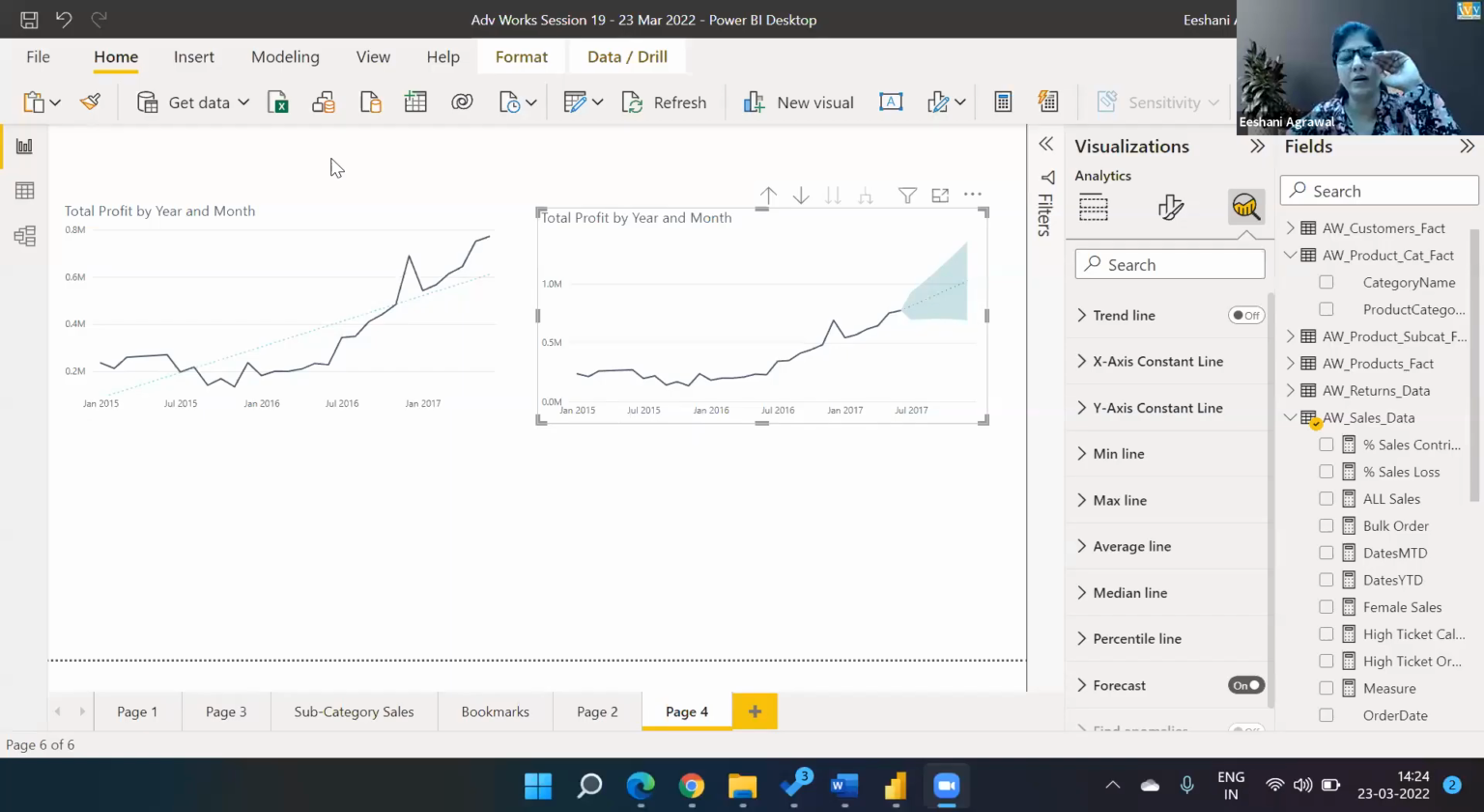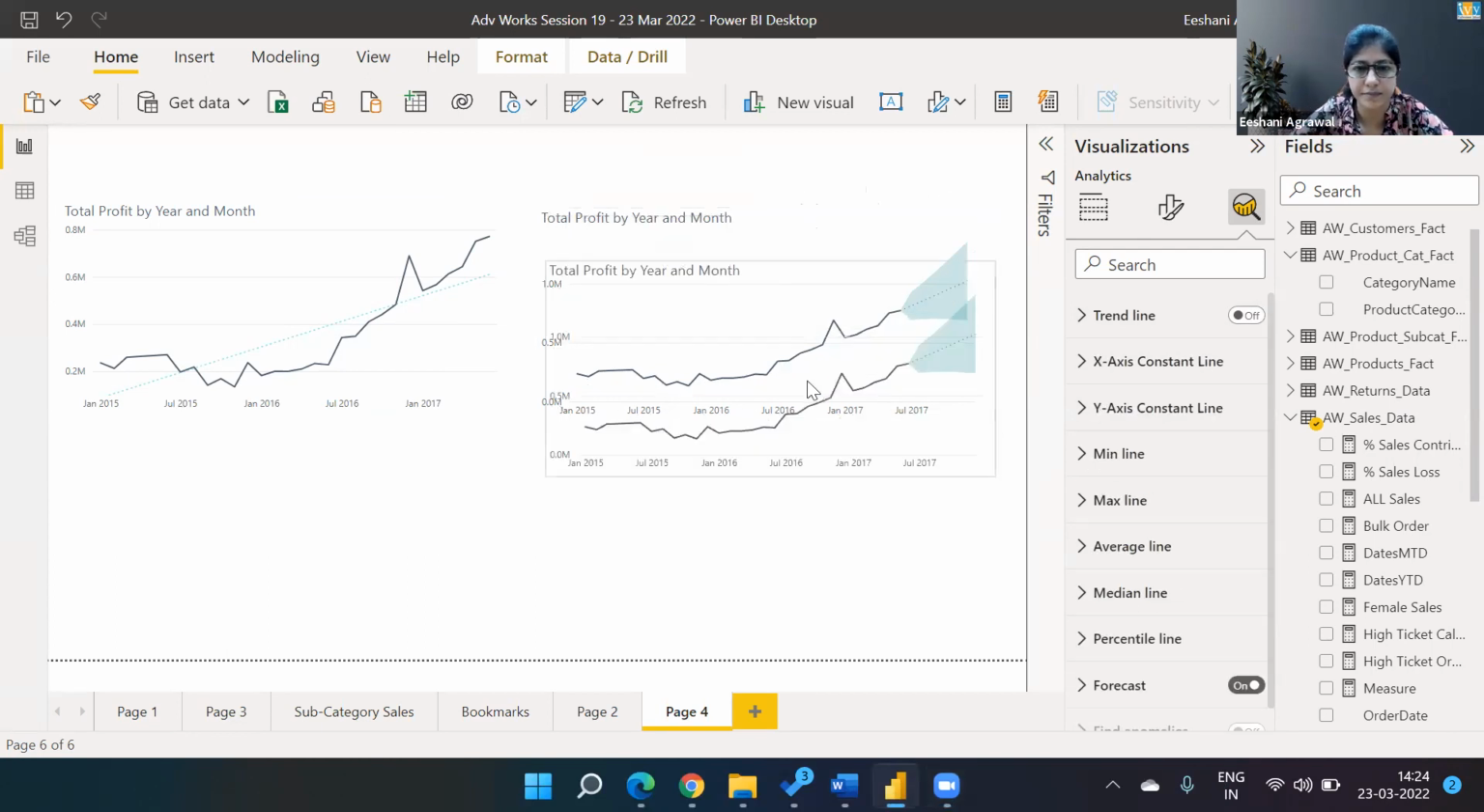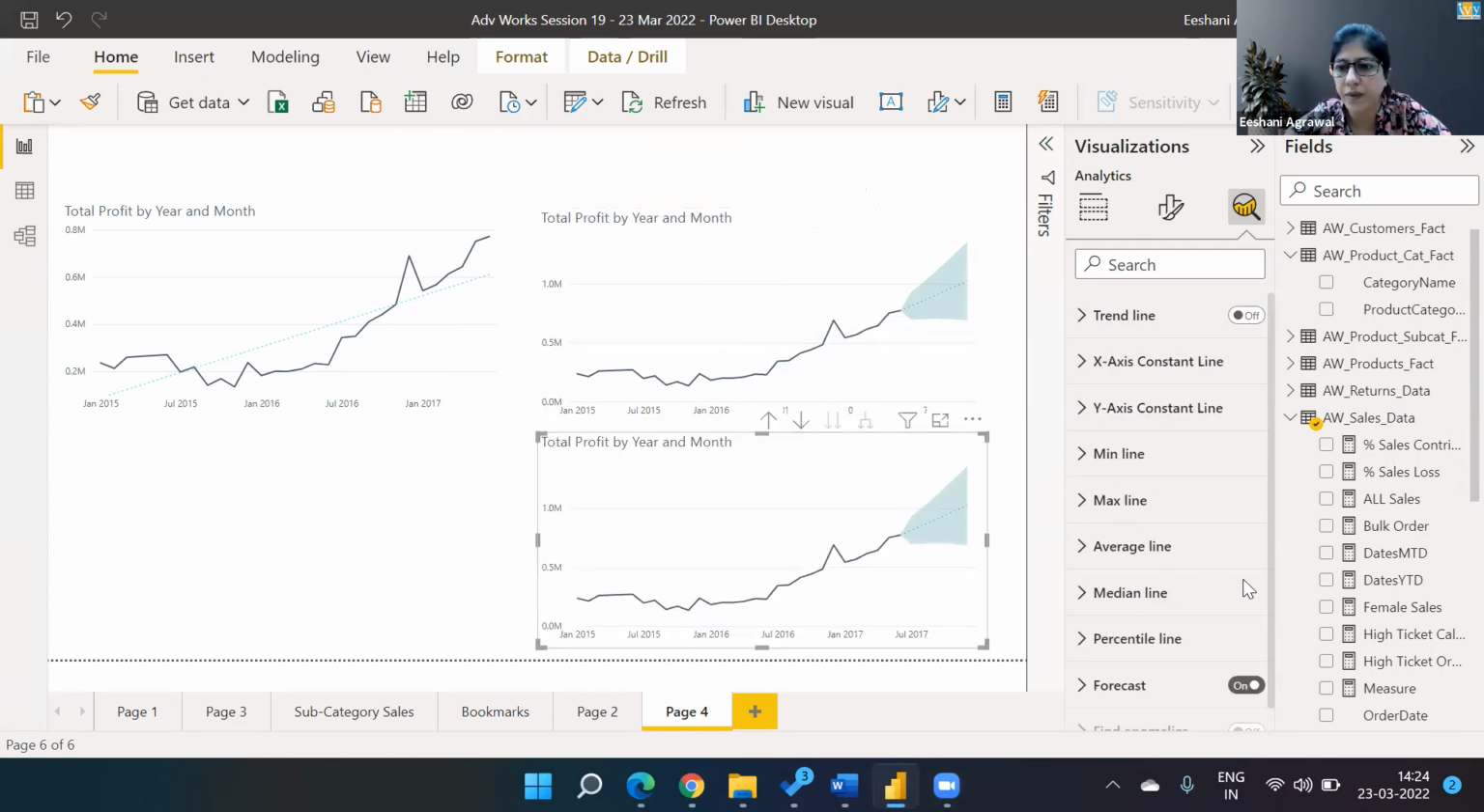Okay, let's talk about these first, then we'll talk about other things. So what else is going on over here? Sometimes you will also see that we put some target lines. Let's say there's a certain target and we want to see how much is above or below the target. That is where your x-axis and y-axis constant lines come into the picture.